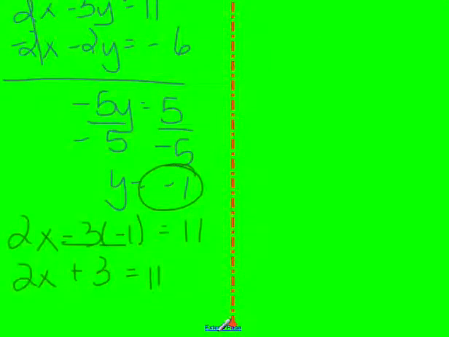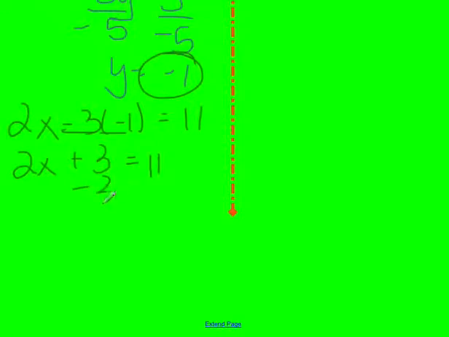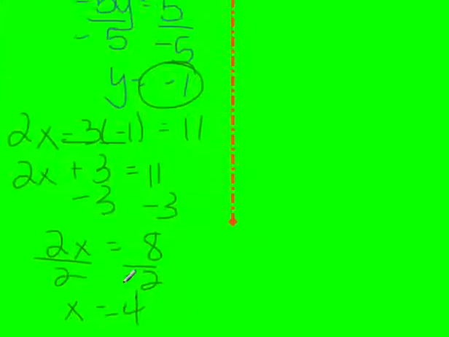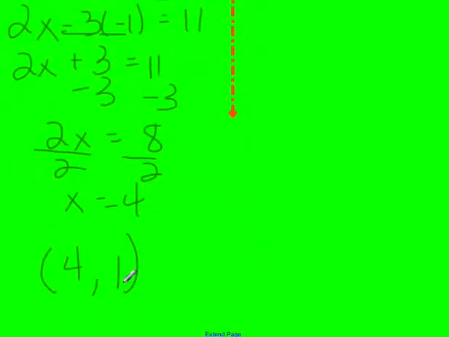So now to solve for x, I'm going to subtract 3 from both sides. And then I get that 2x is equal to 8. Divide both sides by 2. And I get that x is equal to 4. So now we know that x is equal to 4 and y is equal to -1. So I can go ahead and I can write that out as a coordinate point x and then y, 4, -1.